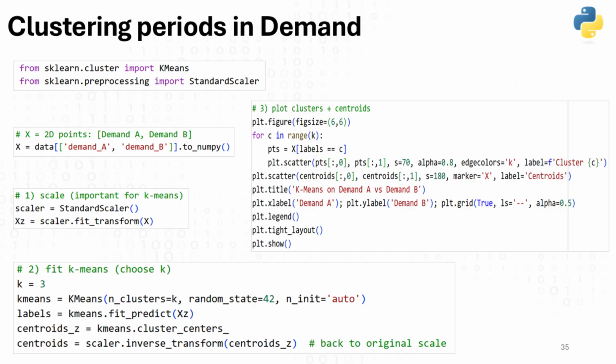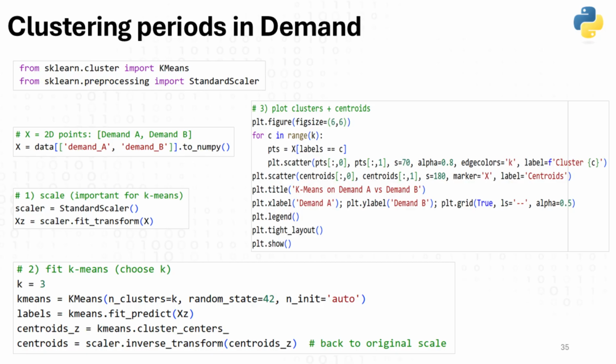Next, we fit the k-means model. We specify k equals 3 clusters and use fit_predict on our scaled data. This assigns each record a label: 0, 1, or 2. Crucially, once the clustering is done, we use inverse_transform to bring our cluster centroids back to their original scale. This allows us to interpret the centroids in real units of demand rather than abstract scaled numbers.